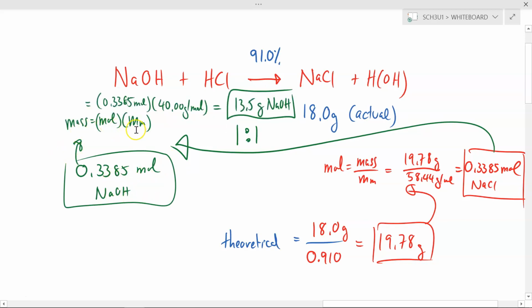Mass is equal to mole times molar mass of NaOH we can find from the periodic table, moles of NaOH we got from the ratios, multiply the two and you get 13.5 grams of sodium hydroxide is required so that after the 91% success rate, I end up with 18 grams, which is what I actually wanted to have. So you had to overestimate to get the amount that you wanted to have in the end. All right, and that is stoichiometry.